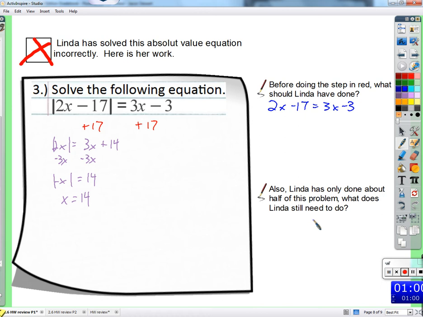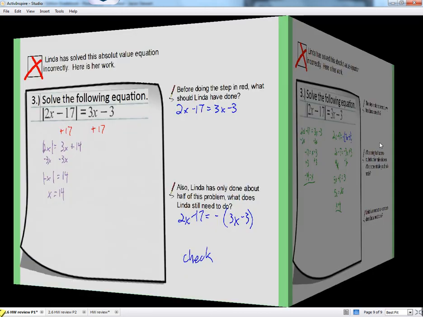Check work. You're going to check your work. And do the opposite. Yeah, you've got to do both of those things. Check your work, check your solutions, and also do the opposite. Okay? So she has to do this equation, opposite of the other side, solve that, and also check solutions. Okay? So we look again.